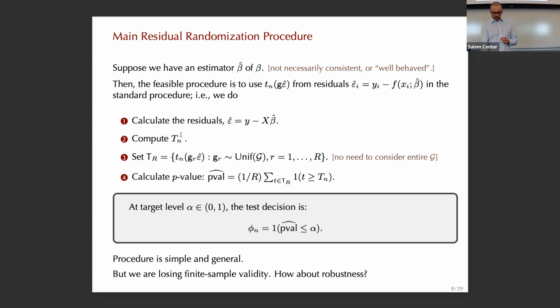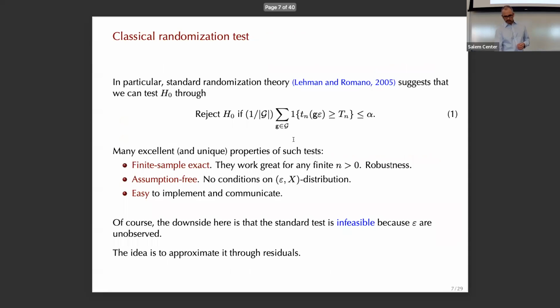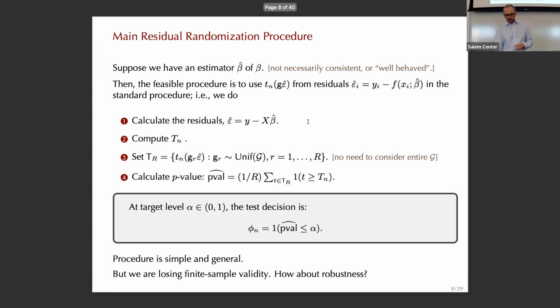So you take the residuals, you calculate your test statistic, and then you calculate your statistic value across transformations of your residuals now, not your errors, because these are not available. It's fine if you take just a subsample of them, R, say 1,000 permutations at random. No need to consider the entire space. Then you calculate the p-value exactly as it's supposed to be, and that's your test decision. If the p-value is less than alpha, then you reject the null. That's it. It's the simple idea of the randomization test, but you just plug in the residuals from some estimator.